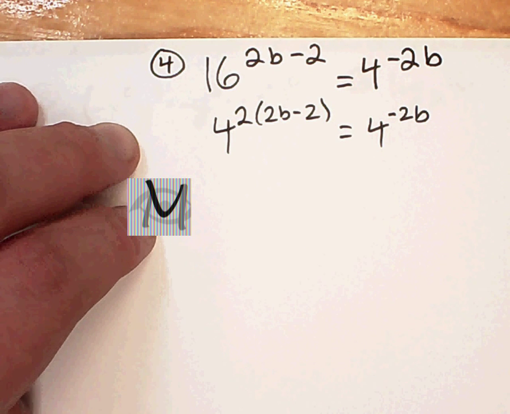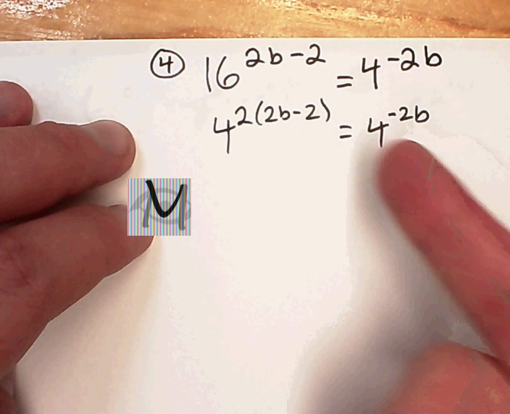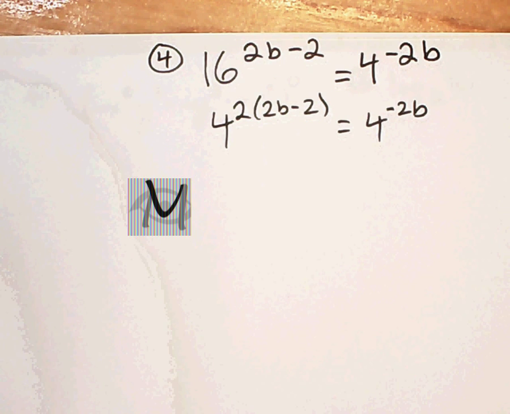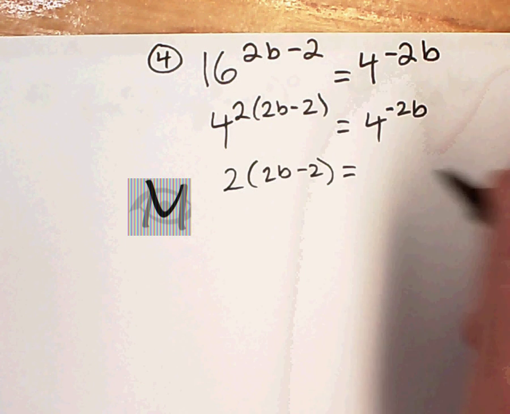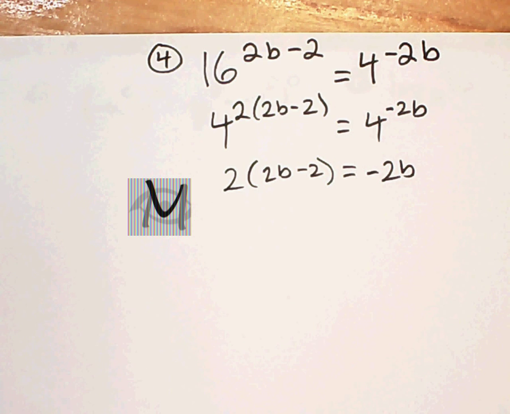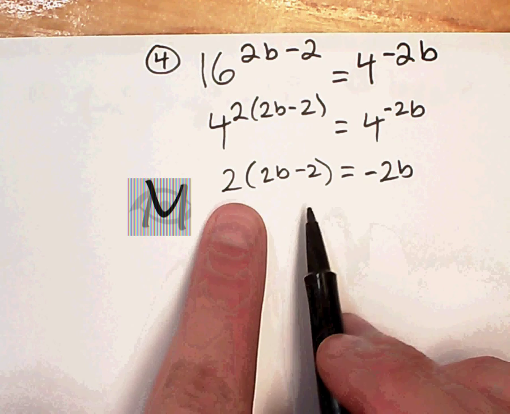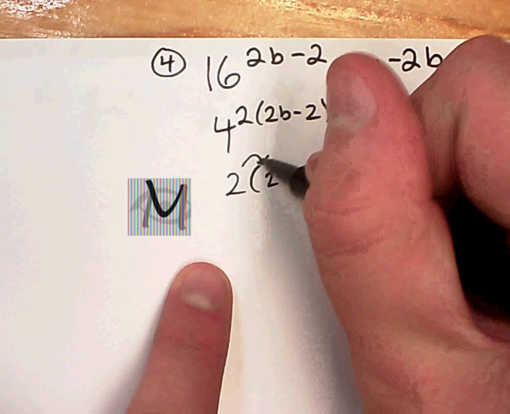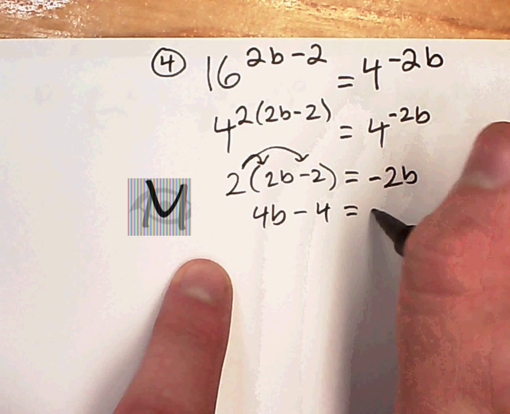Now you could have also done 2 to the 4th power here and 2 to the 2nd power here, and it would have given you the same answer in the end. But let's work it out this way. All right, we have the base number 4 for each of them now. Their exponents are now equal. So 2 times (2b minus 2) is equal to negative 2b. Now, since these are equal, we need to go ahead and distribute so that we can simplify the equation. So 4b minus 4 is equal to negative 2b.